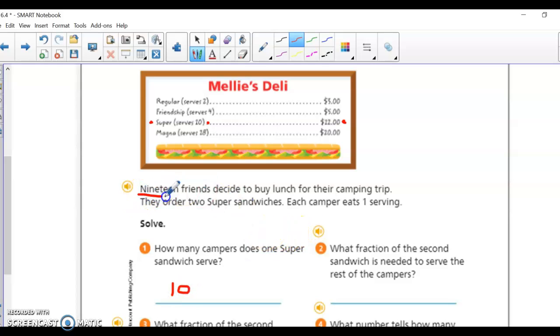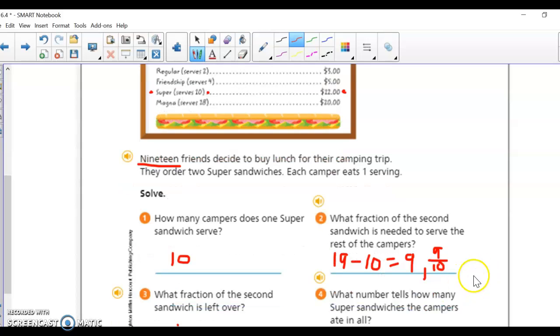Remember, we have 19. All right, what fraction of the second sandwich is needed to serve the rest of the campers? Well, we've got to figure out how much is left. So the total is 10, so it's going to be out of 10. I need 19 campers. They eat 1 sandwich, so that's 10 campers that we served. And so 19 minus 10 means there are 9 campers left over. So that means I need 9/10 of that next sandwich. So the fraction of the campers that need to be served would be 9/10.